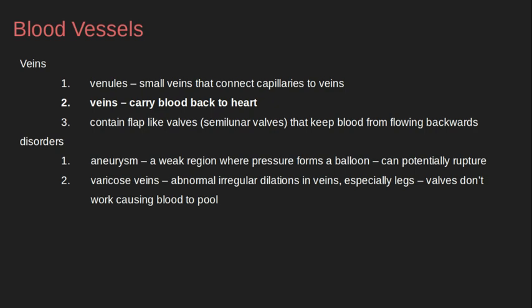Some different disorders that can happen. An aneurysm is a weak region where pressure forms a balloon and it can potentially rupture. And then varicose veins, you might have seen these a lot of times on legs. They're abnormal dilations in veins, so they protrude from the skin in a way that you can really notice them. The valves don't work properly, and it causes the blood to sit there and pool.